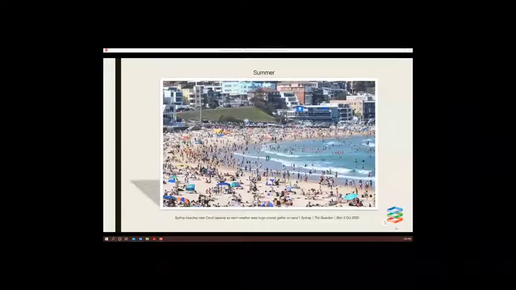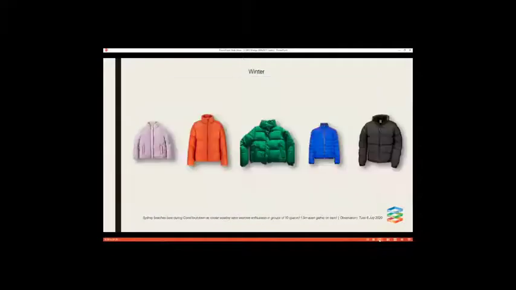Coming into winter, we start adapting. And we start putting on warmer clothes.